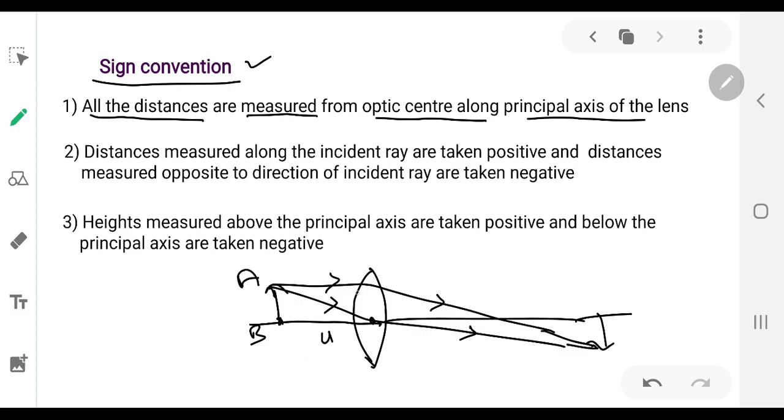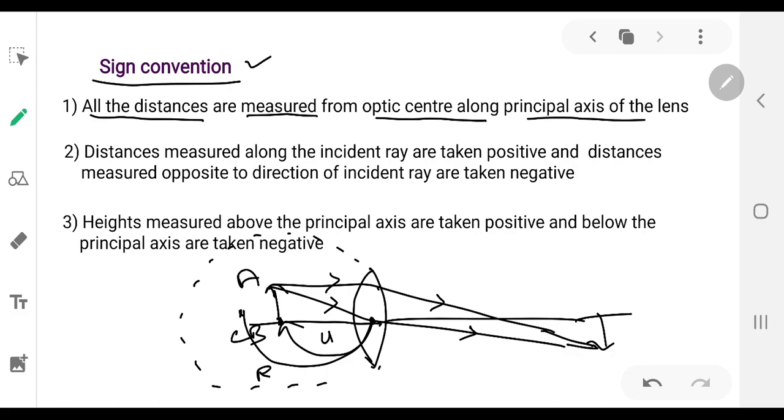The distance from the lens to the object is the object distance. But how should the distances be measured? From the optic center to the object is taken as object distance. In the similar way, if you complete the sphere, here somewhere you are going to get C. Then from the optic center to the center of curvature is the radius of curvature.